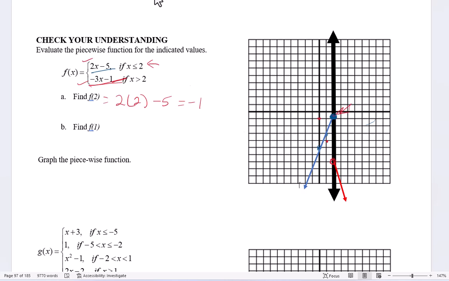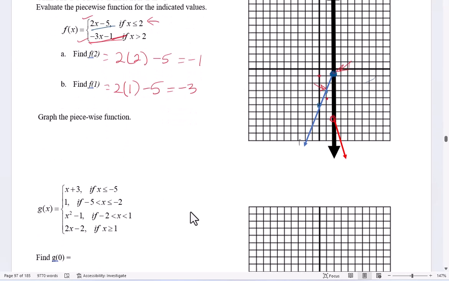So when I'm evaluating f of 1, well, this one again is still less than 2, so I'm still going to use this function. So we have to decide where this x fits into which range, and then we evaluate. So I've got f of 1. 2 times 1 minus 5 is equal to -3, which is that point right there.